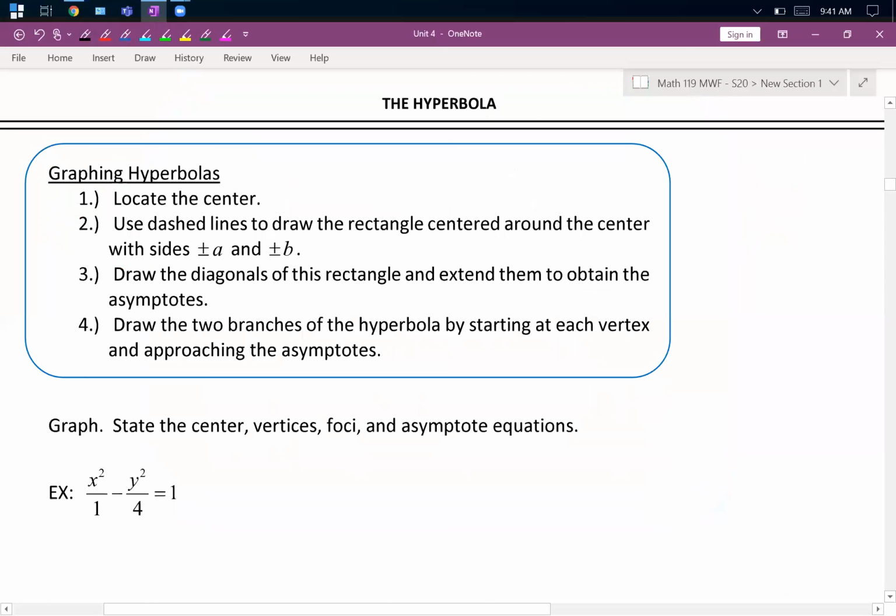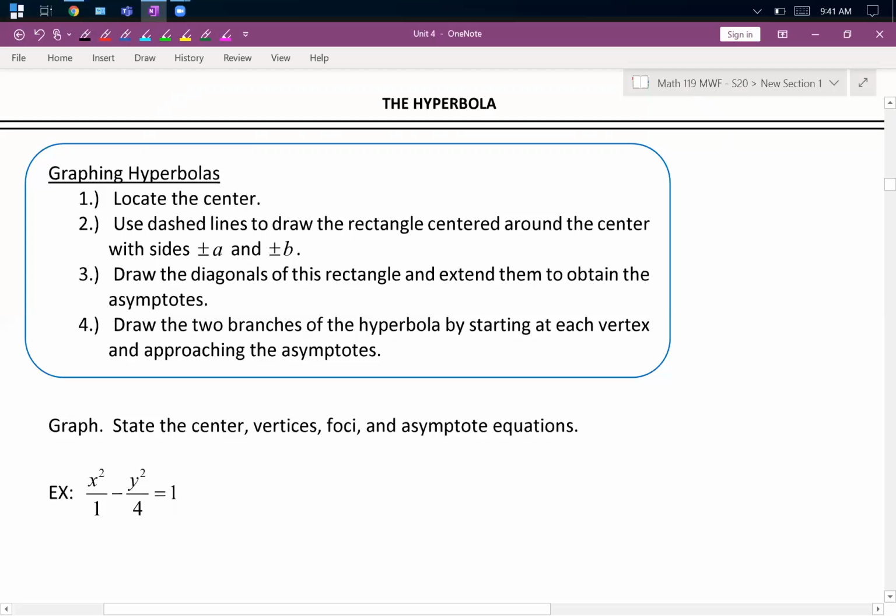So to graph a hyperbola, we're going to start by locating the center. Then we get started like we do with the ellipse, going up and down and side to side, a and b units. But instead of drawing an ellipse once you get those 4 points, we're going to draw a rectangle. We use dash lines because the rectangle is not actually part of the graph, kind of like with asymptotes, where we use dash lines to indicate a guideline rather than an actual part of the graph.